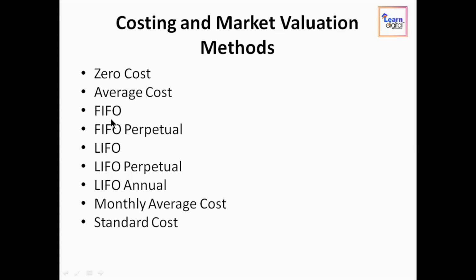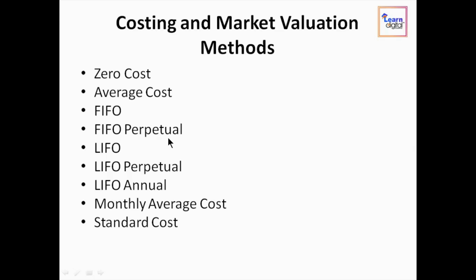FIFO. The full form of this method is first in first out. It means under this method the cost of goods sold is based upon the cost of material bought earlier in the period, while the cost of inventory is based upon the cost of material bought later in the year. This results in inventory being valued close to the current replacement cost.